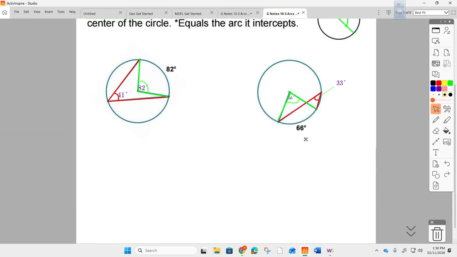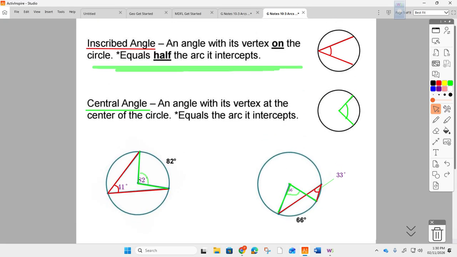All right. Anybody have questions on the inscribed versus the central angles? So if the angle is on the center point, it's going to have the same measure as the arc. If the angle is on the circle, it's really the vertex, then it's going to be half of that arc. Okay? So let's look at this example.